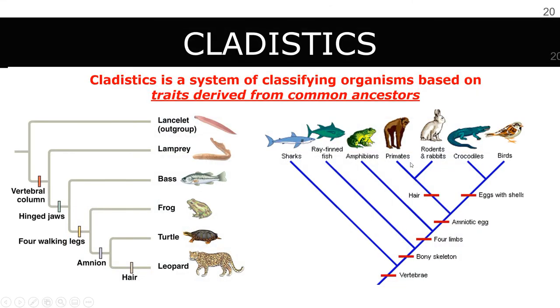So now we're moving on to cladistics. So cladistics is a system of classifying organisms based on traits that are derived from common ancestors. For cladistics, we might be staying in the same family or order, but most likely we're going to be skipping around from different taxa and dividing them up based on features that they do or do not have. So this is showing kind of ancestry and traits at the same time from a number of different organisms.